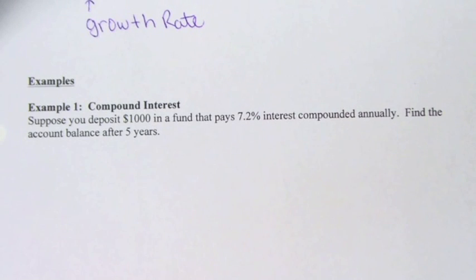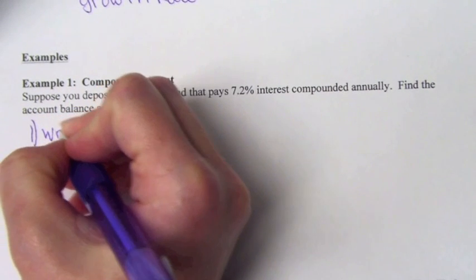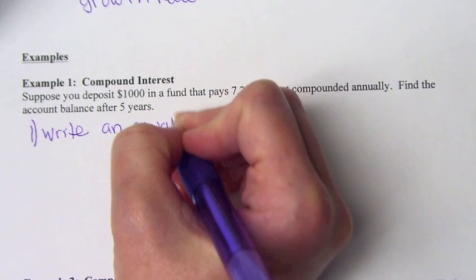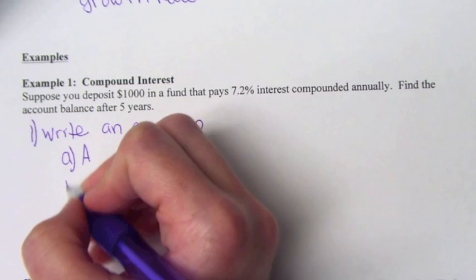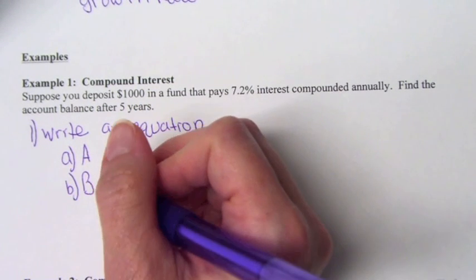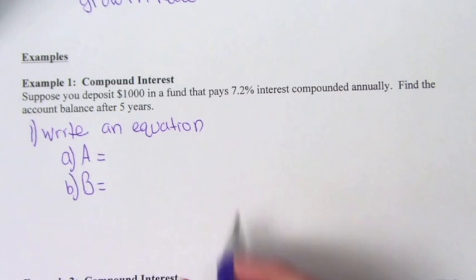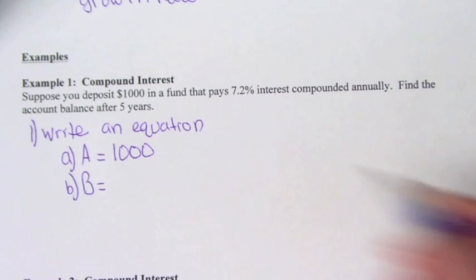Example 1 says, suppose you deposit $1,000 in a fund that pays 7.2% interest compounded annually. Find the account balance after 5 years. First I want us to write an equation. To do that, we have to have 2 parts of the equation: the A value, your starting amount, and B, your growth rate. So A is your starting amount. What is that in this problem? $1,000. Growth rate, we don't know how to find yet, but I'm going to show you.